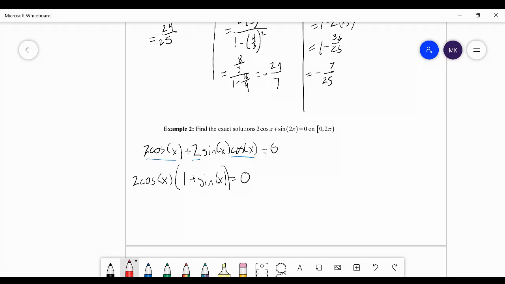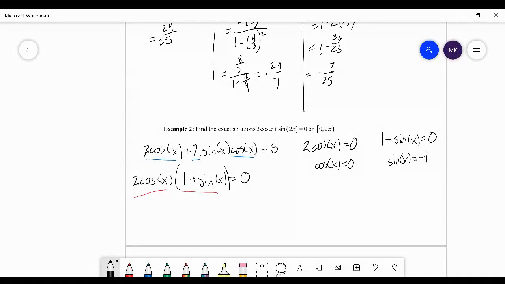Now, what I have here is 2 cosine x and 1 plus sine x. And I need to identify when either one of those two things is equal to 0. Because since those are being multiplied, their product will only equal 0 when one of those two things equals 0. So really what I'm trying to find is when is 2 cosine x equal to 0 and when is 1 plus sine x equal to 0. So I'm trying to figure out when cosine of x equals 0 and when sine of x is equal to -1.